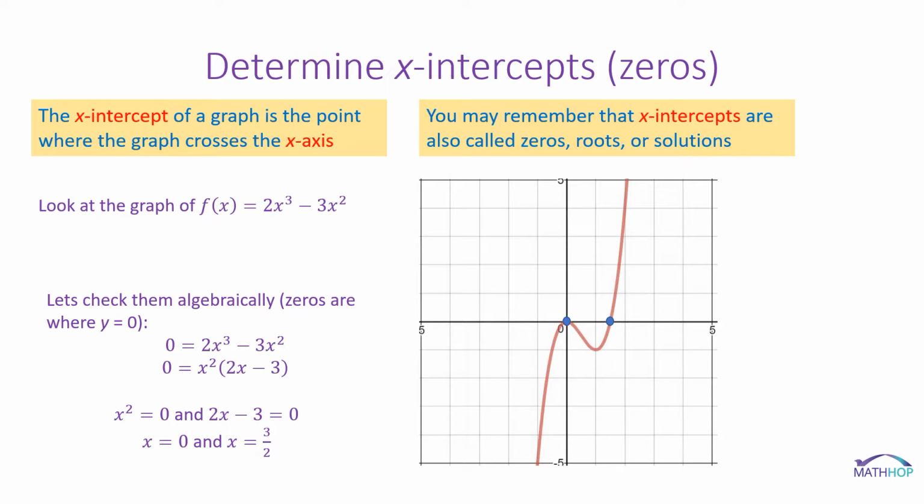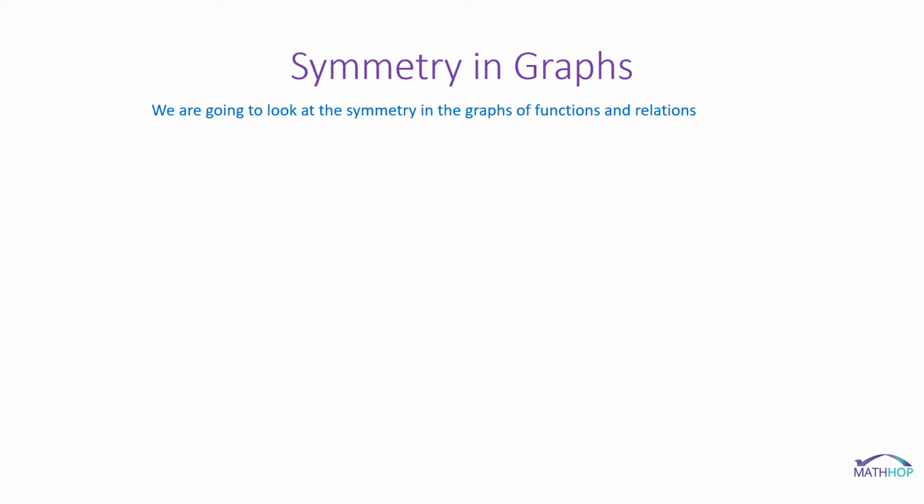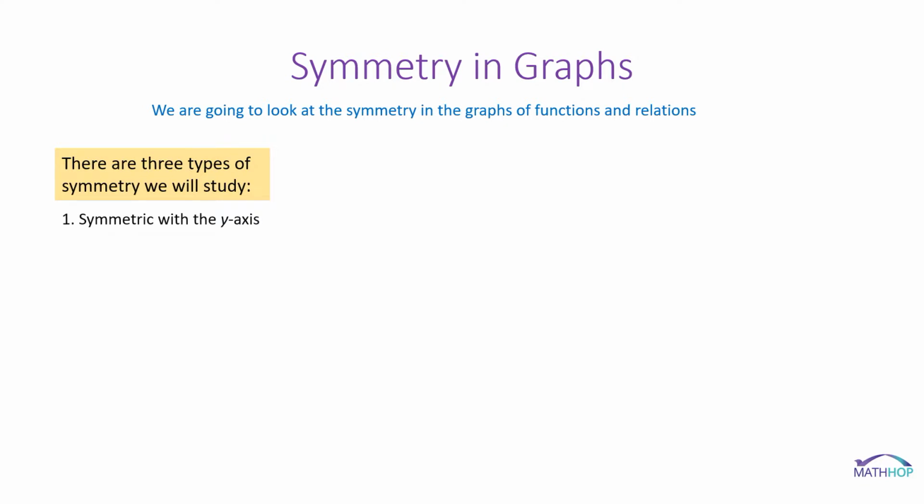All right, let's look at symmetry in graphs. We are going to look at the symmetry in the graphs of functions and relations. And I include relations because one type of symmetry we will look at will be for relations only, not functions. And you will see why when we go over it. There are three types of symmetry we're going to study. We have symmetric with the y-axis, symmetric with the origin, and symmetric with the x-axis.